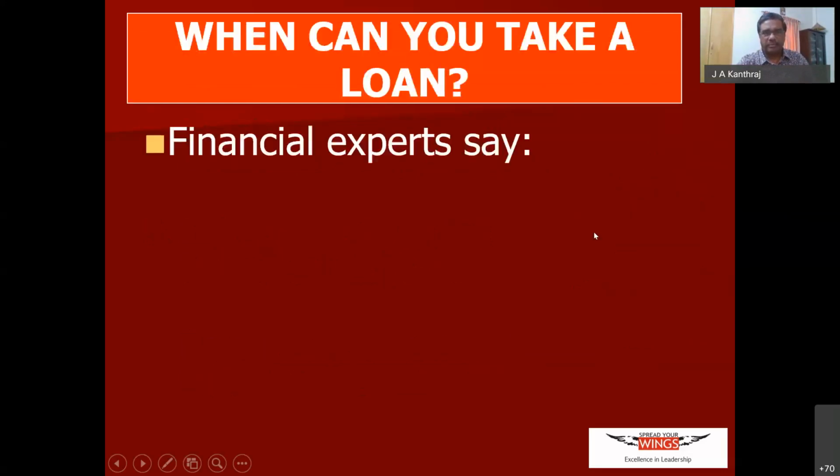When can you take a loan? A financial expert says it's beautiful. When can you take a loan? Now, every phone rings, they offer a loan. Many of them don't even need papers or documents for you to prove. All they need is a PAN number or Aadhaar, that's enough. They're prepared to come to your doorstep and offer a loan.